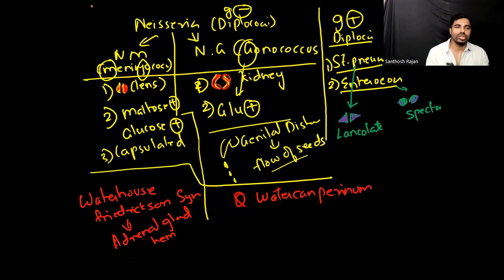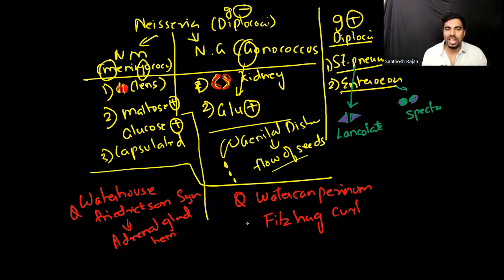So both are important questions. Waterhouse-Friderichsen in meningococcus, watering can perineum here. Also, there's one, Fitz-Hugh-Curtis. Okay, Fitz-Hugh-Curtis. I think this will be discussed most in your dermatology and medicine, but still I'm bringing it here. In this, what happens is perihepatitis. H for hepatitis, so perihepatitis occurs. So please remember, this can also be questioned. That's what I'm briefing as much as possible. So remember these things. Okay.